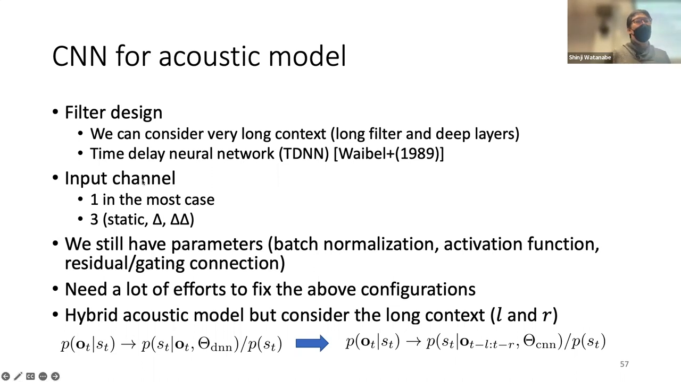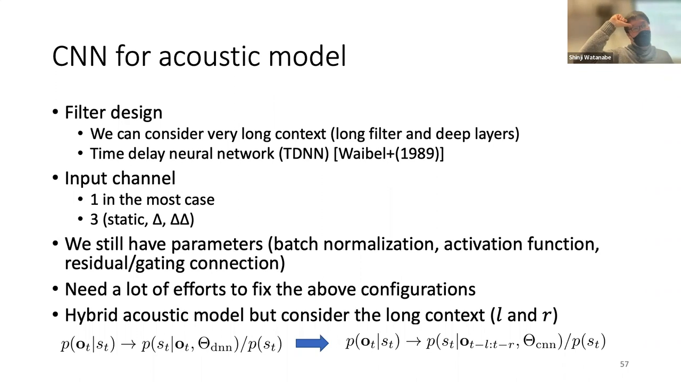So for the input channel, as I mentioned, in the speech case it's mostly one, but some people use the delta and the delta-delta as a different image. Yeah, interesting idea, but in my experience it doesn't change performance so much. But anyway, this is a way to augment the input data and so on.